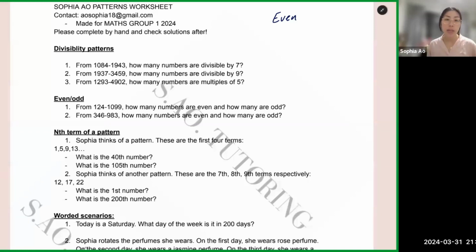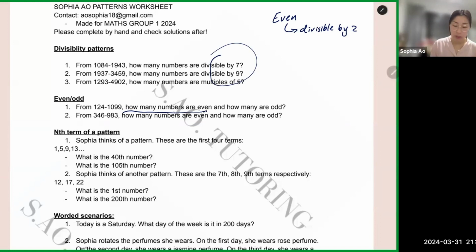But if we go back to our most basic definition, even simply means to be divisible by 2, okay? As in you can divide this number by 2 and get a nice whole number as a result. So when they ask you, hey, how many numbers are even? All you're actually being asked is the same thing as question 1, except divisible by 2. So if you were able to do the first set of problems, you should be able to do this part when they ask you how many are even, because they're just asking you divisible by 2. So don't feel intimidated if the wording is different.